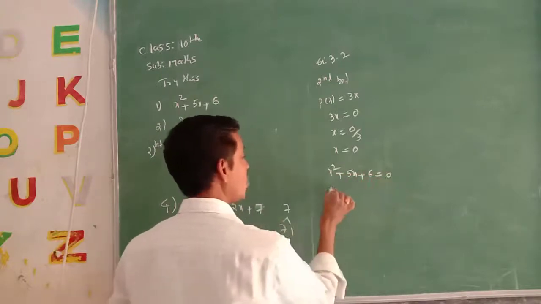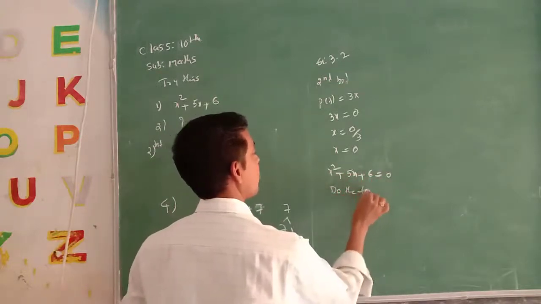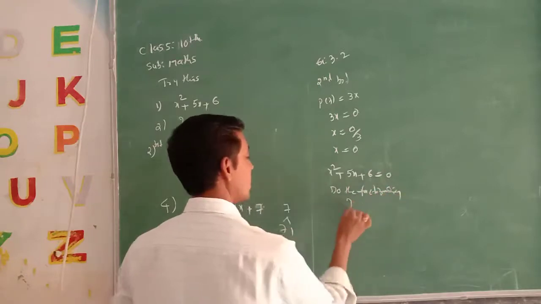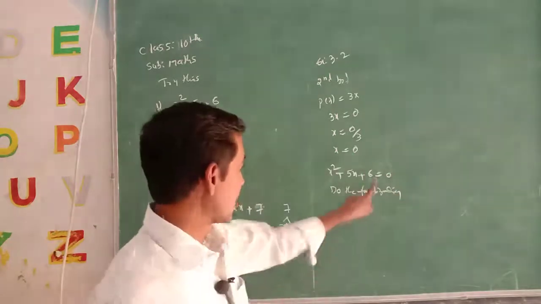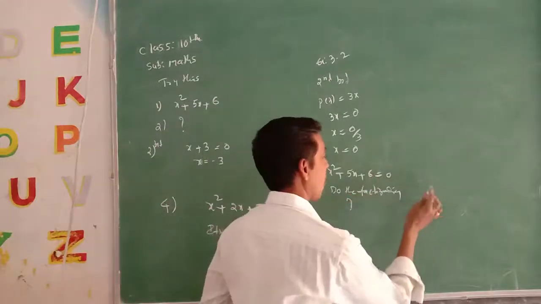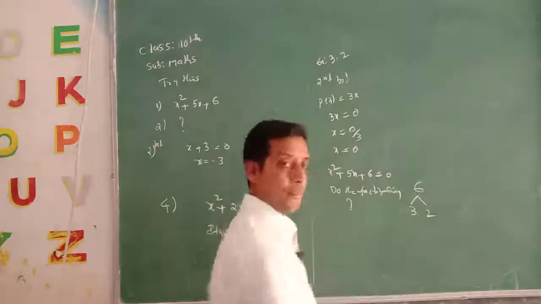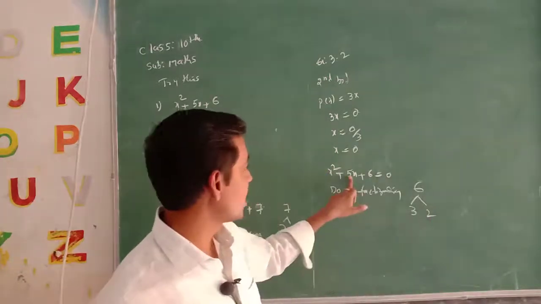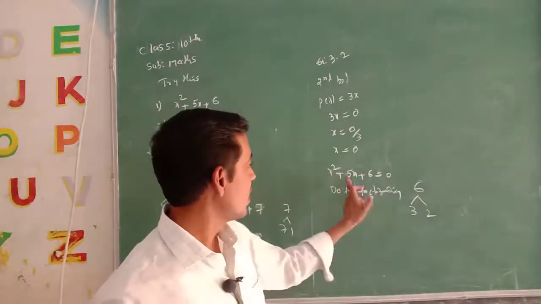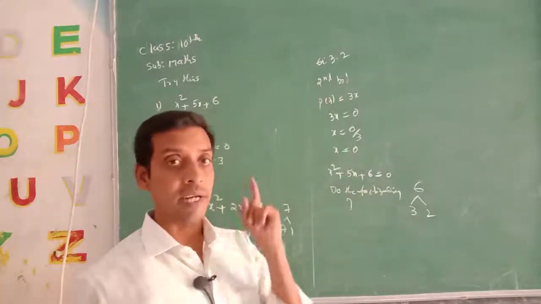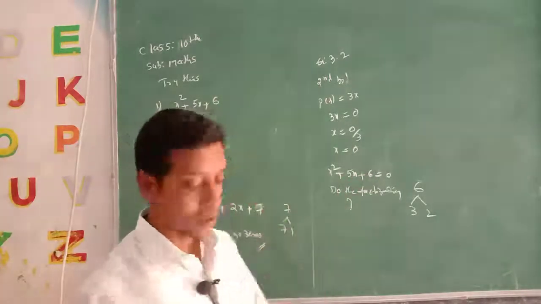Keep it equal to 0. Do the factorization. Okay? This is the homework for you. 6 is going to be split. I will give the clue: 3 plus 2. That means what? Instead of the 5x, you write x square, 3x plus 2x plus 6. Okay? Then you do the verification. I said verification on the graph. Same like that you have to do.